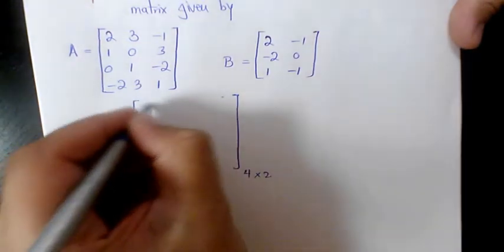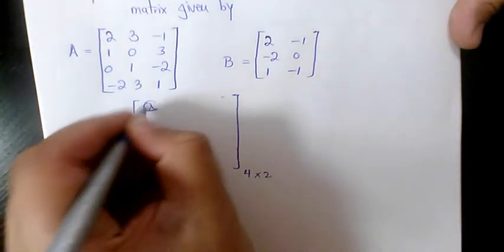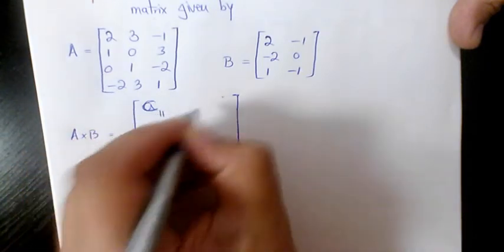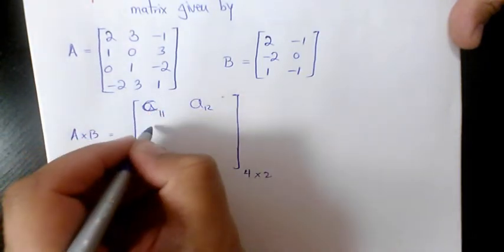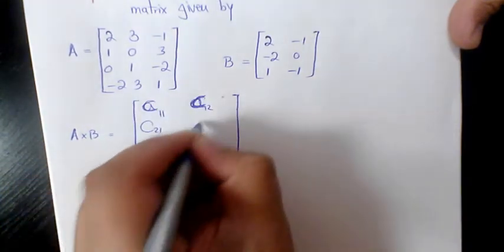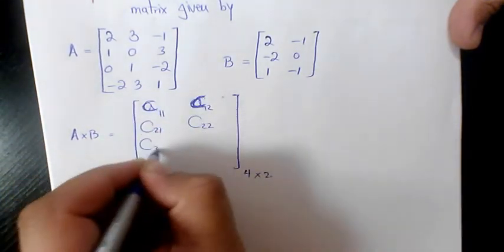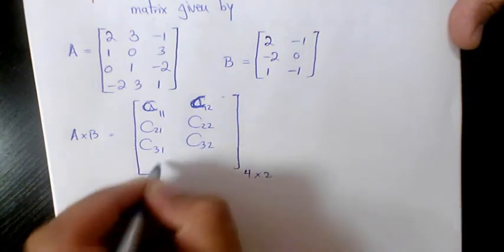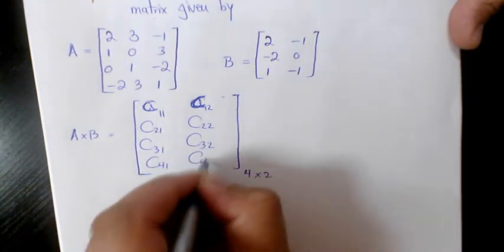So we have A, let's call it C: C11, C12, C21, C22, C31, C32, C41, C42.